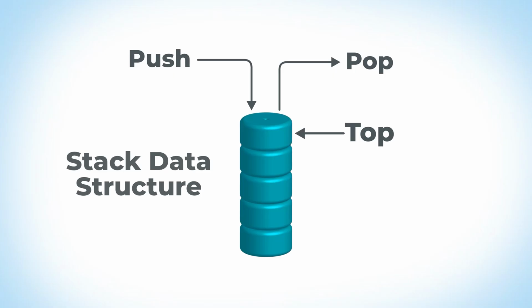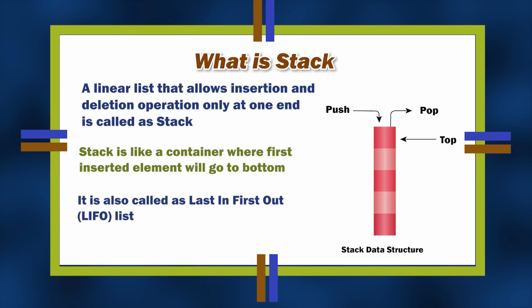There is only one open end, and therefore whatever operation you want to perform on the stack, such as insertion or deletion, that is, adding an element into the stack or removing an element from the stack, needs to be performed at that end only. Such a data structure is called a stack.